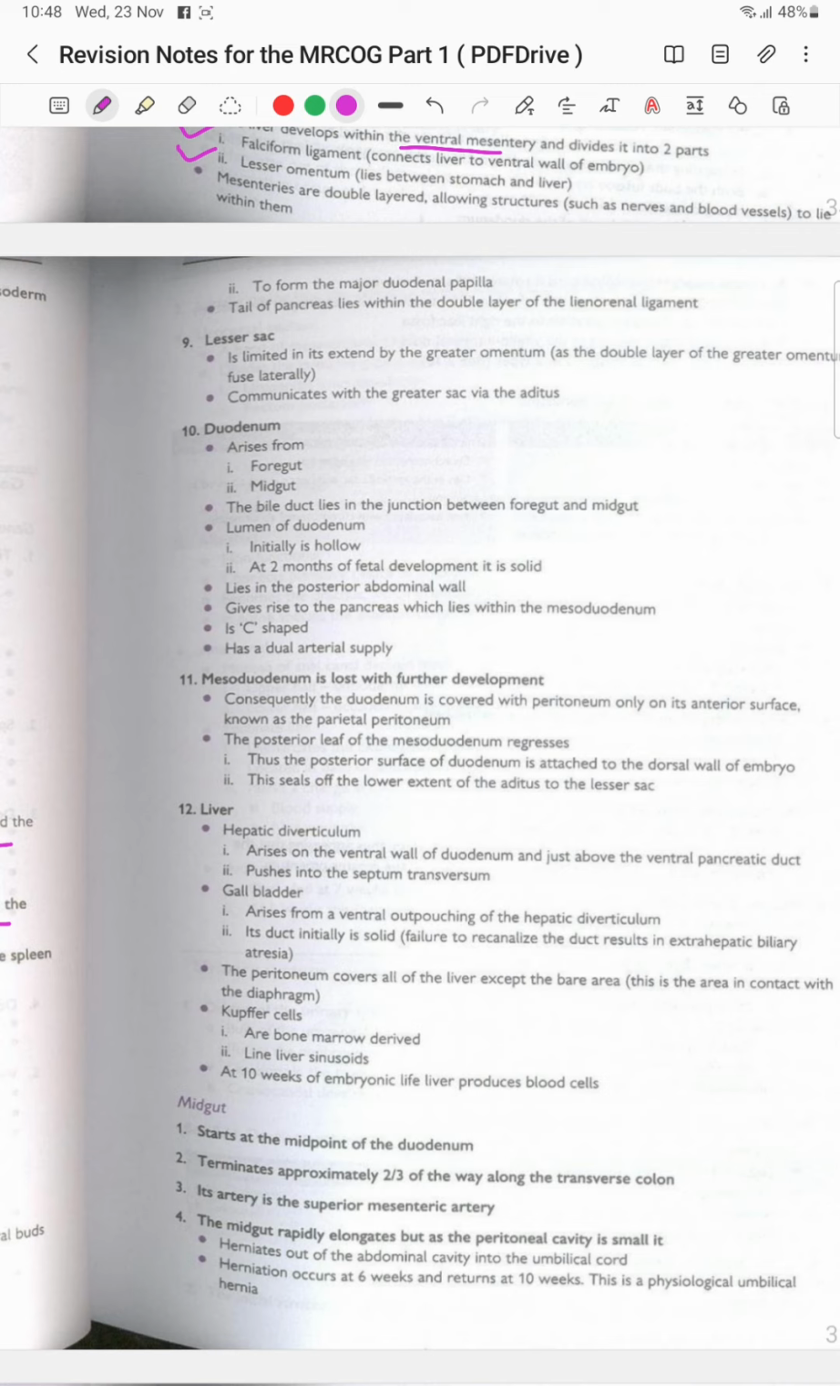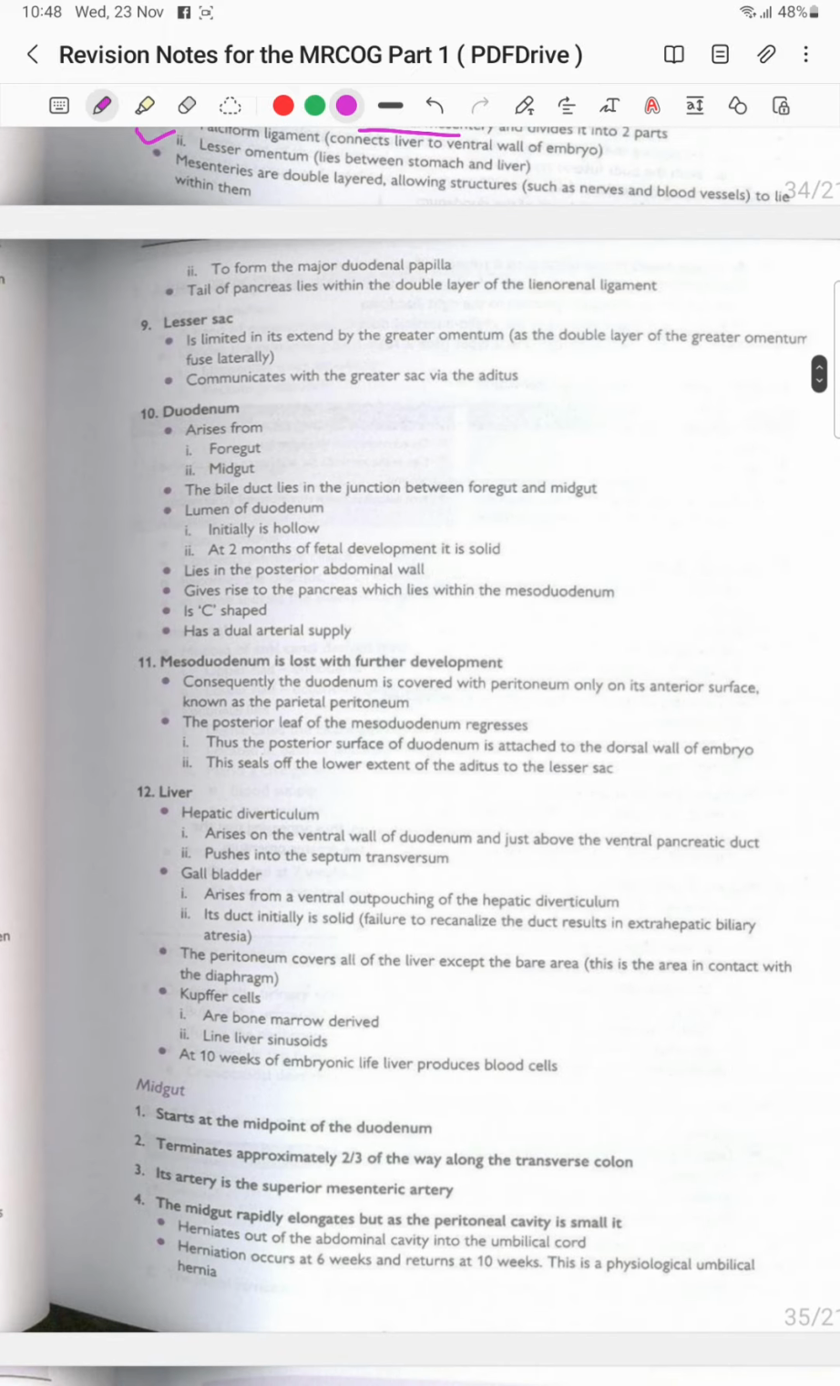The lesser sac is limited in its extent by the greater omentum, as the double layer of the greater omentum fuses laterally, and it communicates with the greater sac by the aditus. The duodenum arises from the foregut and the midgut. The bile duct lies at the junction between the foregut and midgut. The lumen of the duodenum is initially hollow, and at 2 months of fetal development it is solid, and it lies in the posterior abdominal wall and gives rise to the pancreas, which lies within the mesoduodenum.